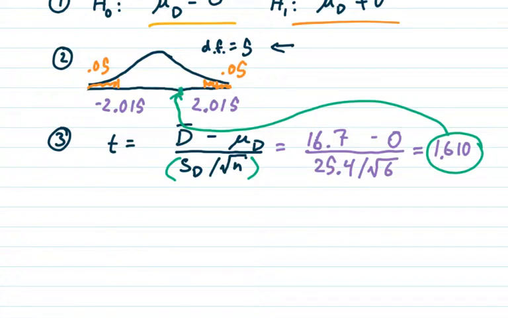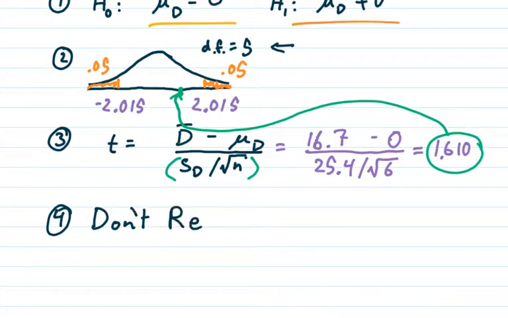And here is why I always make a sketch of what I'm looking at in step 2, so that after we do our work for step 3, we can come back and look at that and visually decide what we should do. For step 4, make the decision. So it's not in the rejection region, so don't reject the null hypothesis.